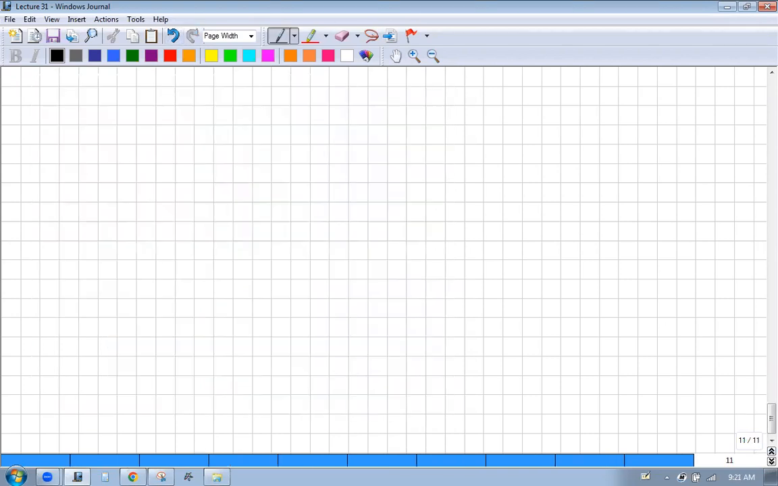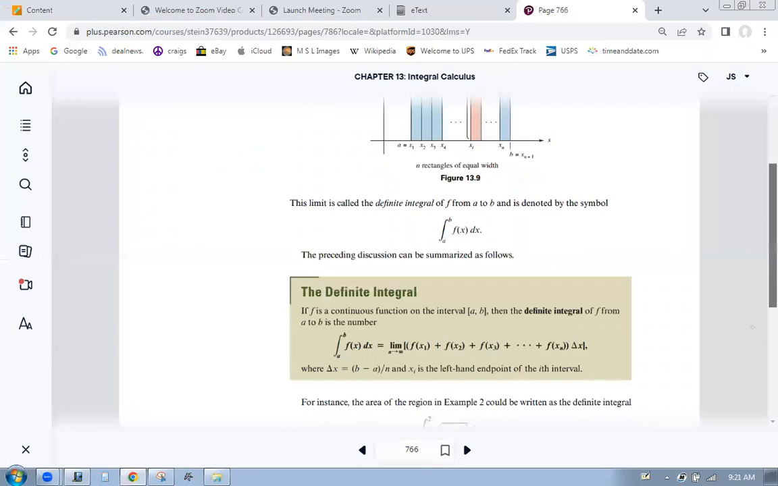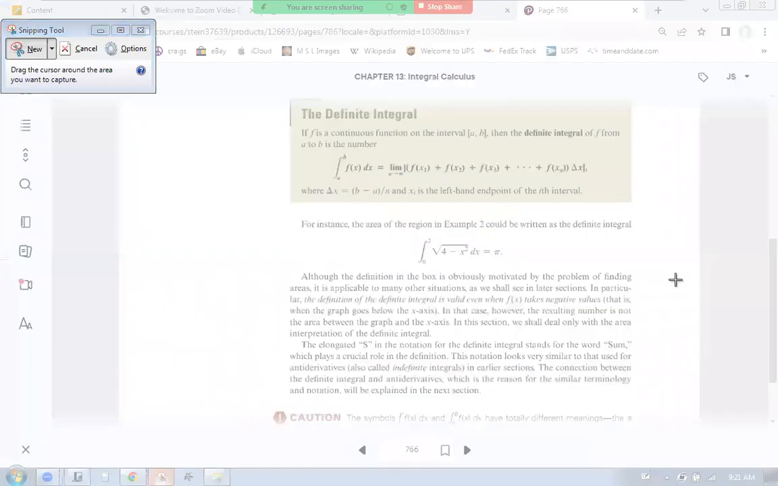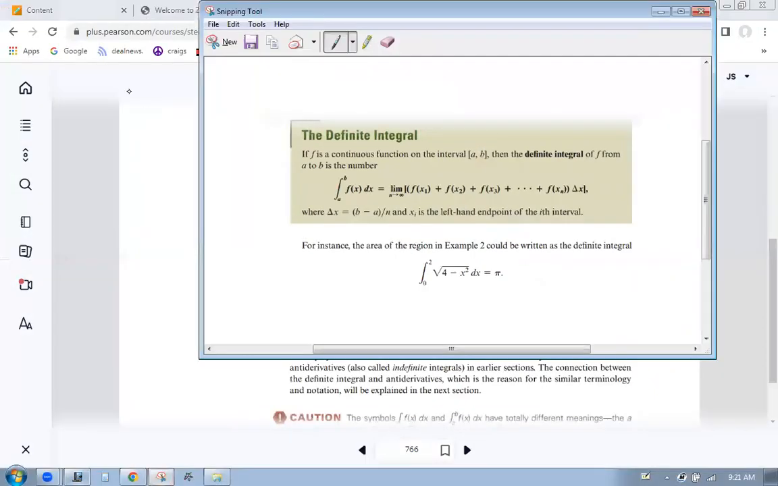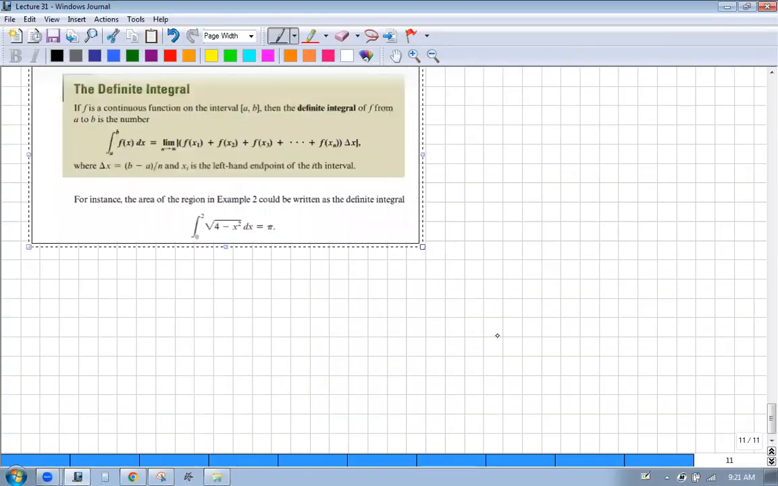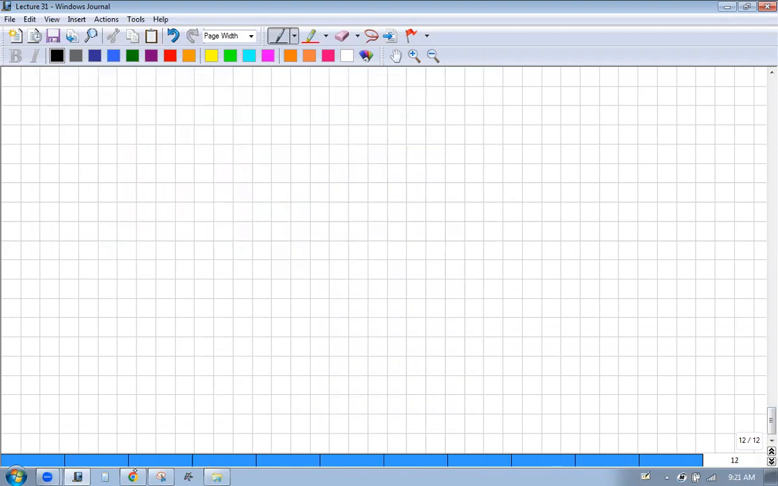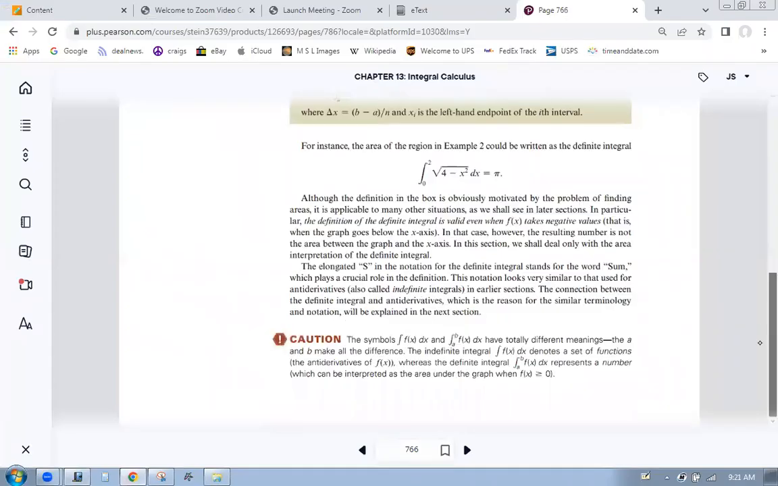The definite integral, you don't need to know any of this. Let's skip to the stuff you actually need to know to be able to do the problem.